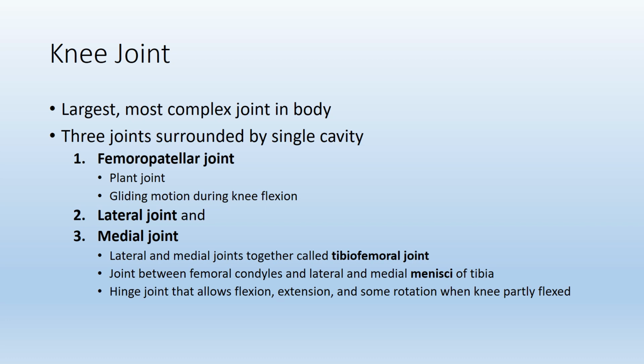Remember, a meniscus is a ring of fibrocartilage that is there to increase the congruity between the two bones and to provide depth and stability. This joint, the tibiofemoral joint, is a hinge joint, so it allows for angular movement in one plane, flexion, extension, and a slight degree of rotation when the knee is partly flexed. So we often refer to the tibiofemoral joint as a modified hinge joint.